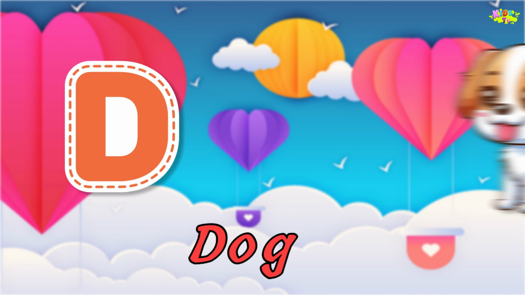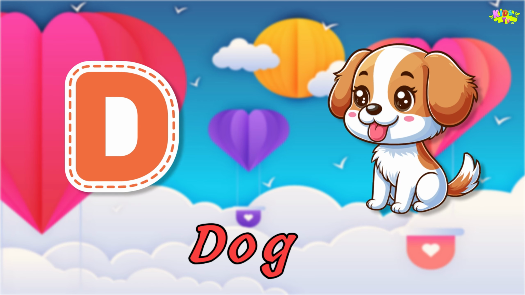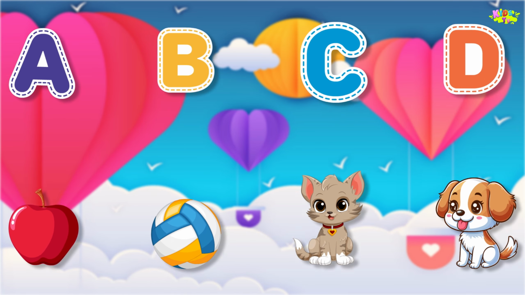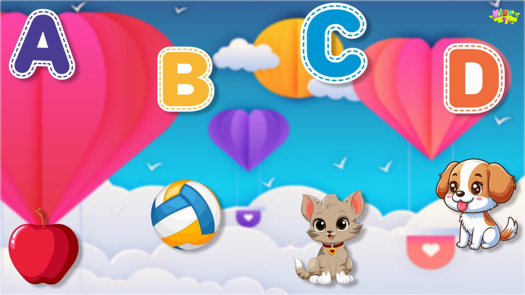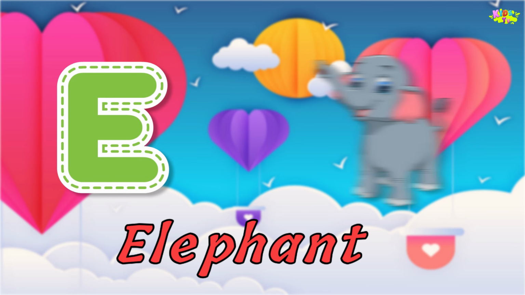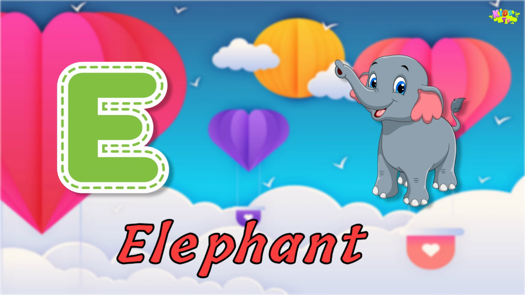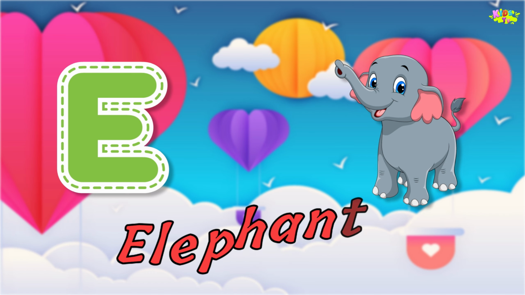D is for dog. Da da dog. D dog. E is for elephant. E e elephant. E elephant.